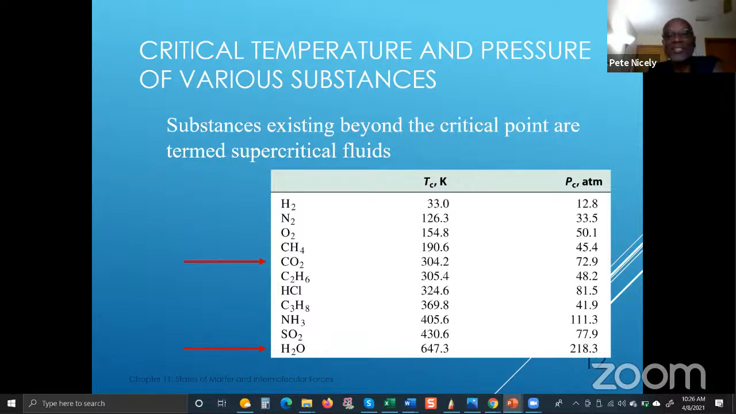these are some different substances and their values in terms of temperature and pressure at the supercritical point, in the plot that I showed you before. So these are just some examples, hydrogen, nitrogen, and so on, and their numbers, all right?